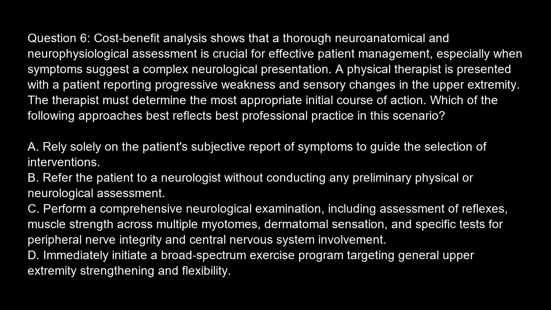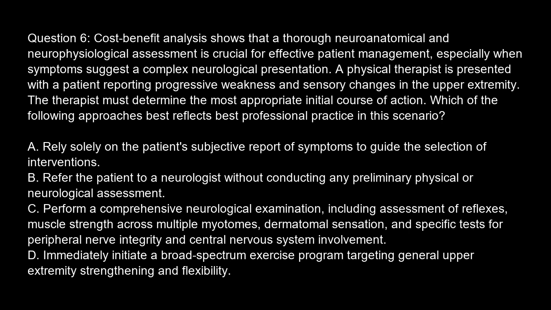Question 6. Cost-benefit analysis shows that a thorough neuroanatomical and neurophysiological assessment is crucial for effective patient management, especially when symptoms suggest a complex neurological presentation. A physical therapist is presented with a patient reporting progressive weakness and sensory changes in the upper extremity. The therapist must determine the most appropriate initial course of action. Which of the following approaches best reflects best professional practice in this scenario?